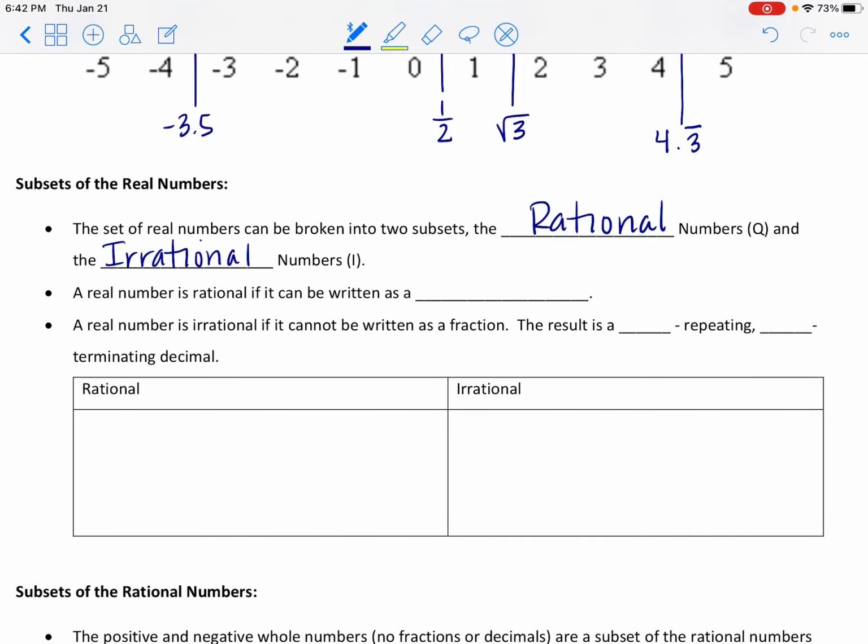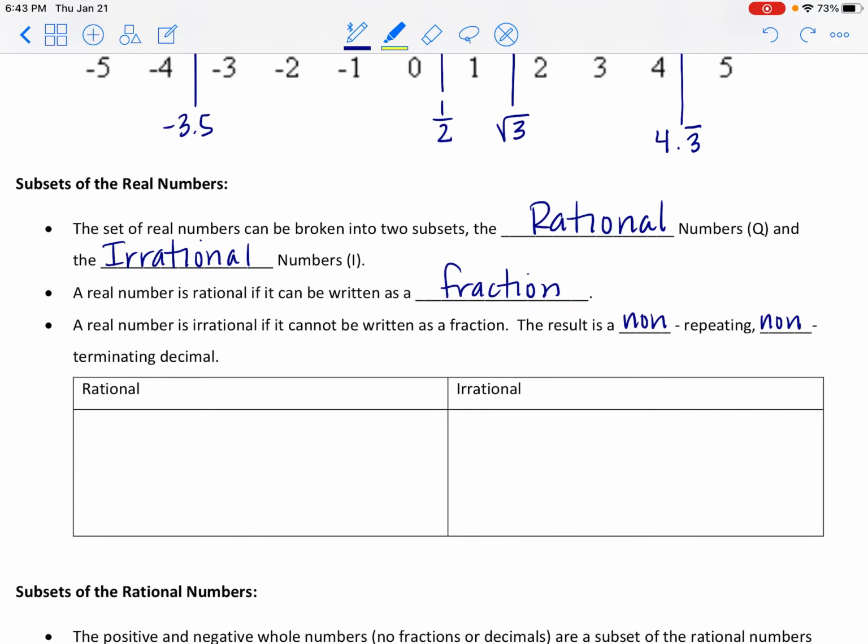A real number is rational if it can be written as a fraction. If we can make an exact fraction out of it, then it's going to be rational. And if we can't, then we're going to see it as a non-repeating, non-terminating decimal. That's going to be our irrational number. And the irrationals have an abbreviation as well, I forgot to mention. That's going to be an I. That one makes sense, just like the R for real makes sense.